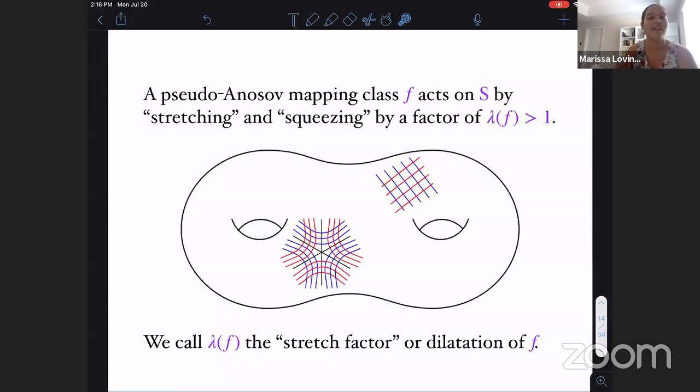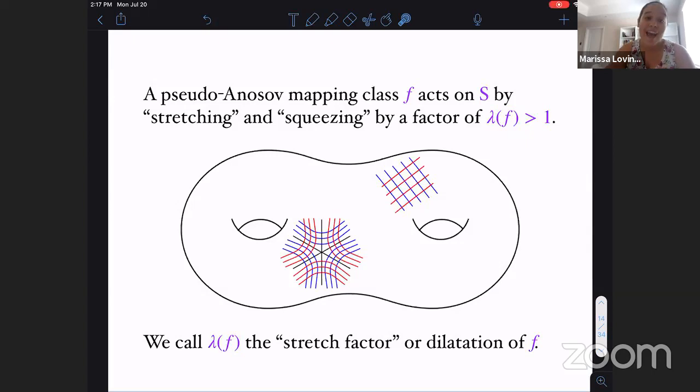I'm just going to say these words. This is not super important for the rest of the talk, but these are near and dear to my heart, so I just wanted to mention them. These are the most dynamically interesting elements in the mapping class group. They have an underlying pair of transverse singular measured foliations living on our surface, and they preserve this pair of foliations, and they have a really nice action on them. They act on one by stretching, and the other by squeezing. They do this by a factor, which I denote lambda of f, which is called the stretch factor.